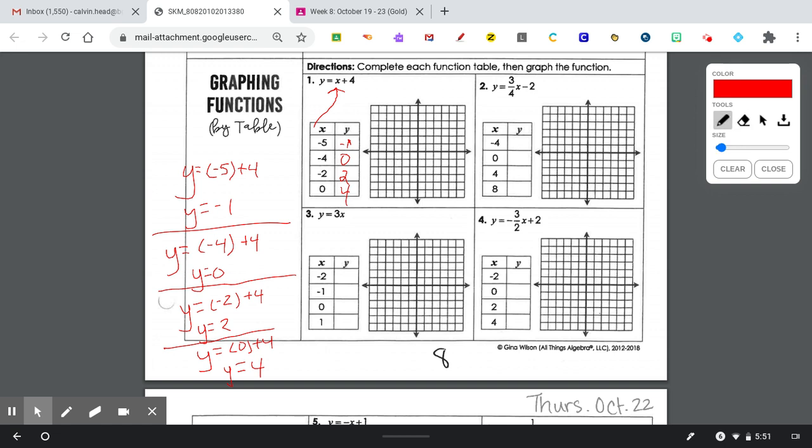And so now I have -5, -1. So go to the left 5 and down 1. There's my first point. Then -4, 0. Then -2, 2. And then 0, 4. And remember it said it forms a line? It forms a straight line. So I just graphed it.